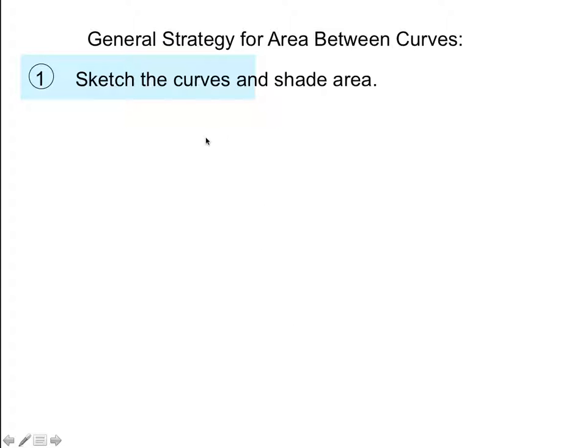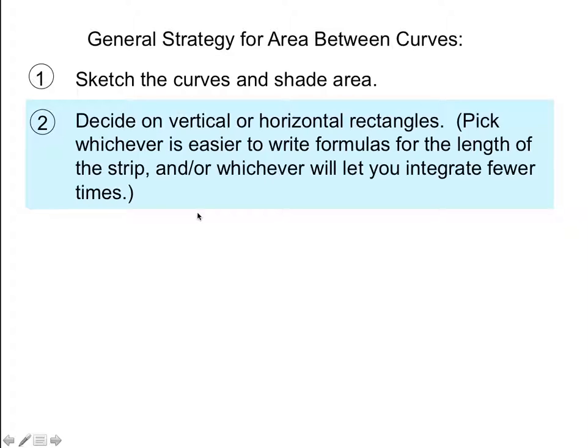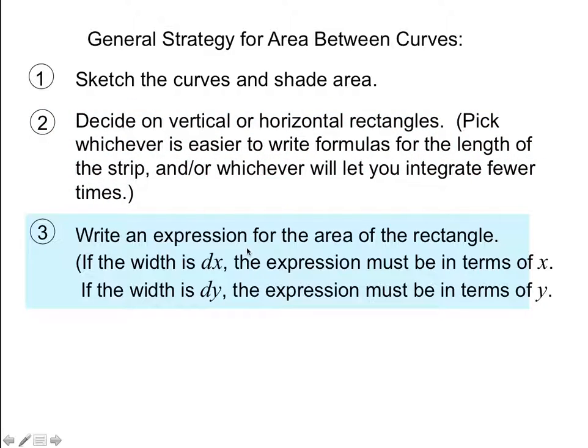So that gives us a general strategy then. First, we want to make sure we have a sketch of the curve and an idea of where that shaded area is. And then we're going to have to decide if we have horizontal or vertical rectangles. For this first section, we're going to talk strictly about vertical rectangles. In the next video, we'll talk about horizontal rectangles. We're going to write an expression for the area of that rectangle. And it's going to be a dx expression today, and tomorrow will be a dy expression, but we'll get more into that tomorrow.